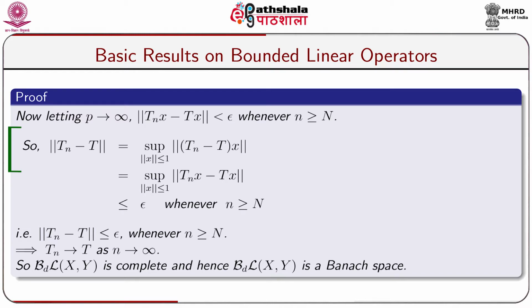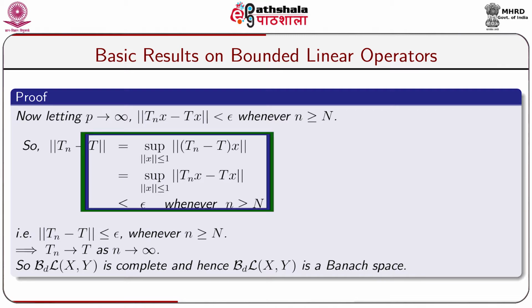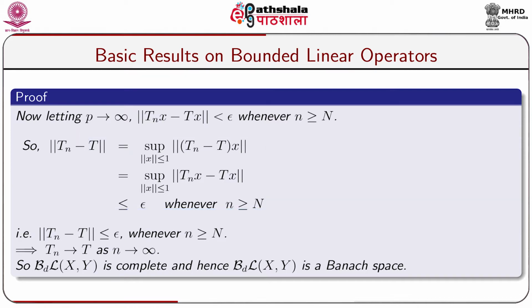So, norm of Tn minus T is equal to supremum of norm of (Tn minus T)x, and the supremum is taken over norm of x less than or equal to 1, which is equal to supremum of norm of Tnx minus Tx, with the supremum taken over norm of x less than or equal to 1, which is again less than or equal to epsilon whenever n is greater than or equal to capital N. That is, norm of Tn minus T is less than or equal to epsilon whenever n is greater than or equal to capital N, which implies that Tn goes to capital T as n tends to infinity. So, BDLXY is complete, and hence BDLXY is a Banach space.